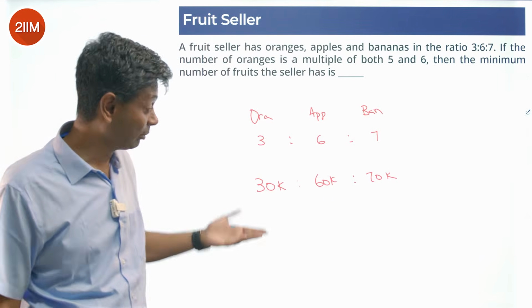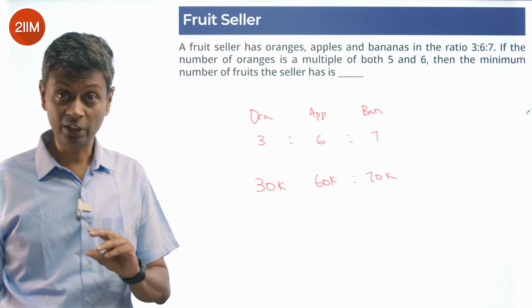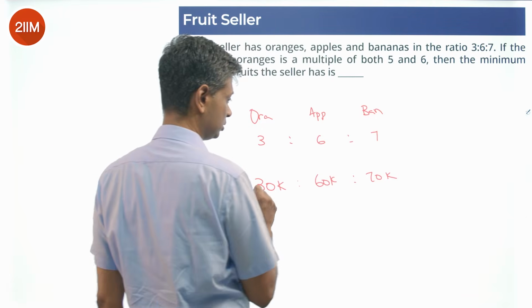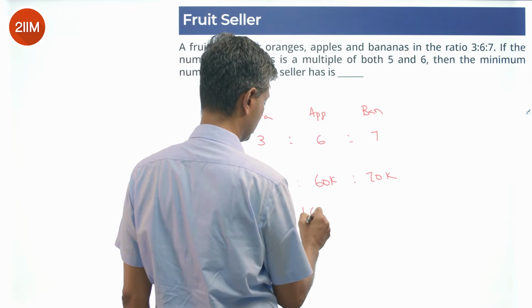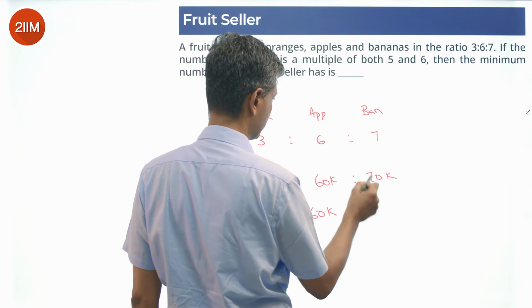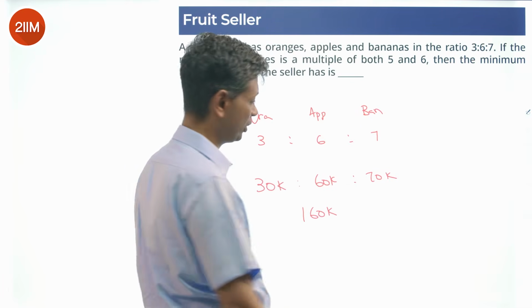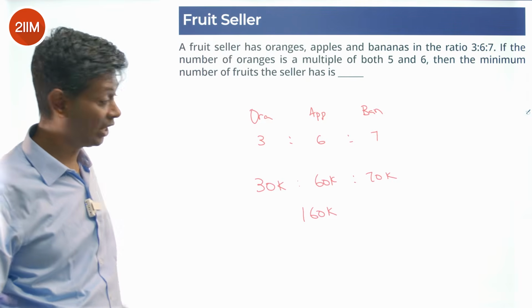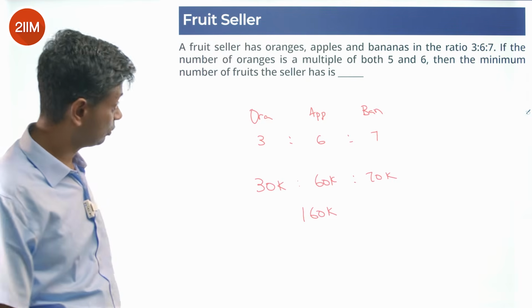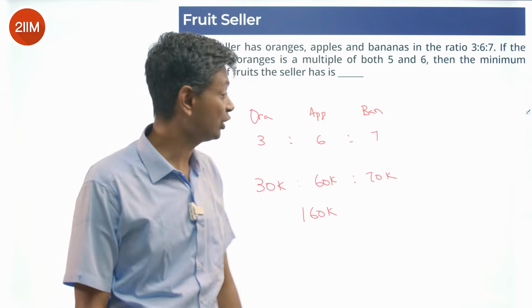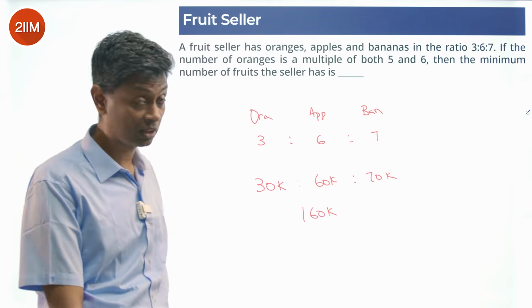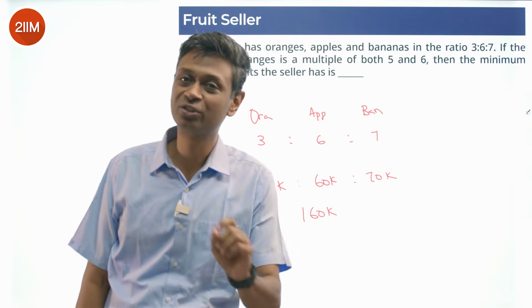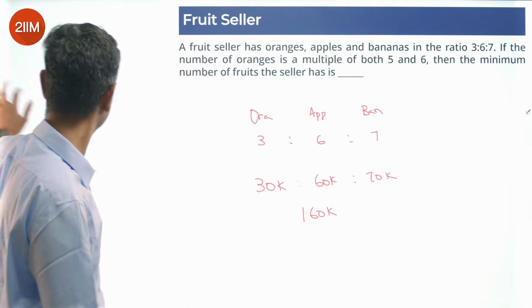30, lucky enough, is already a multiple of 3. I don't have to worry about incorporating this 3 into the equation. Or the total is 100, 60k. 30 plus 70 is 100, 100 plus 60 is 160k. K cannot be a fraction. The minimum value k can take is 1. Minimum number of fruits a seller has is 160. 30 oranges, 60 apples and 70 bananas. I cannot believe my eyes. I have to make sure that this question is as simple as that.